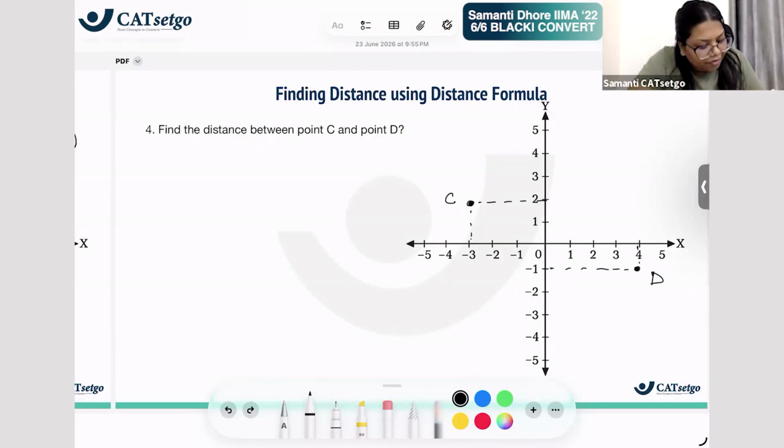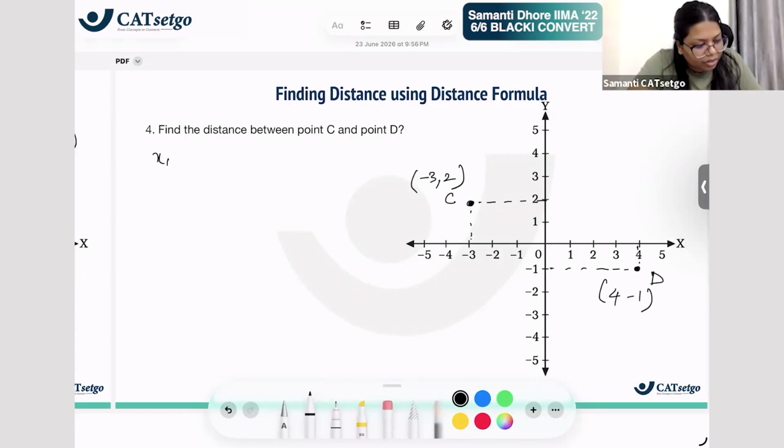Very good. How do we find it first? Let us plot. What are the coordinates of point C? -3, 2. Always go x, y. Never y, x. Always x, y. X is -3, y is 2. Here x is -1. Sorry, x is 4. Y is -1.